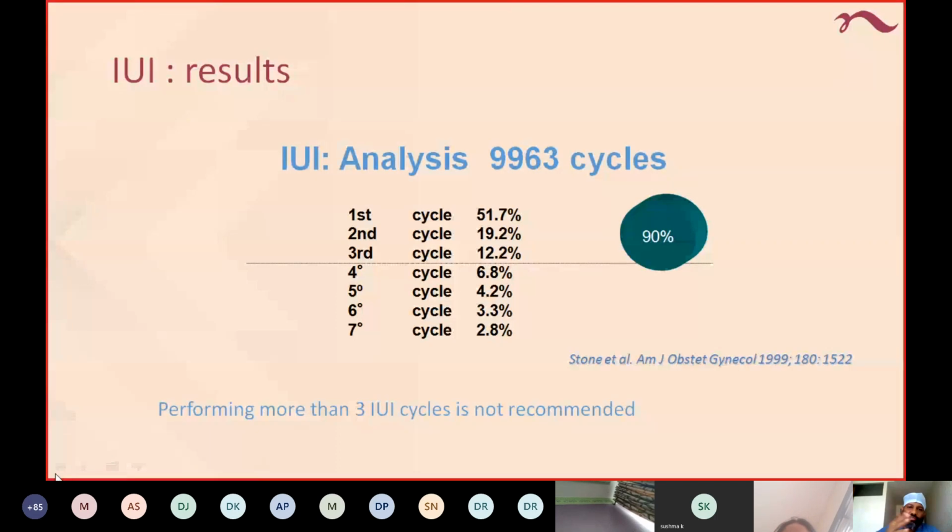You can see the analysis of 9,963 cycles which has been given here. The success after the third cycle is not great. If it has to happen, it will happen in the first cycle, 50%, not subsequently. That's it. Then the next course will be IVF, if not IUI.